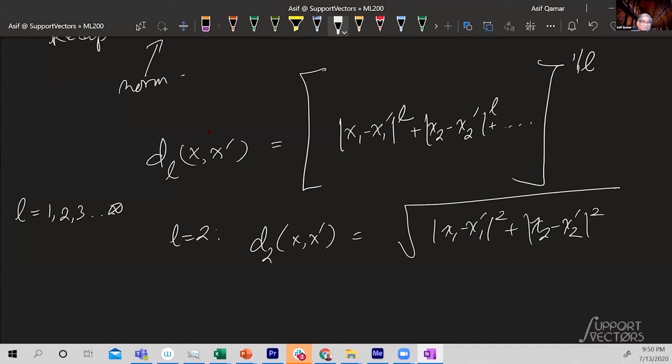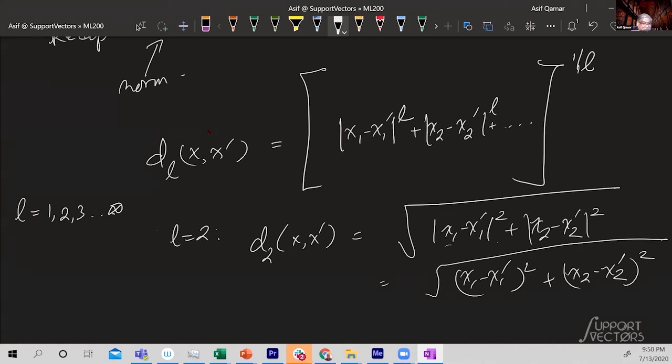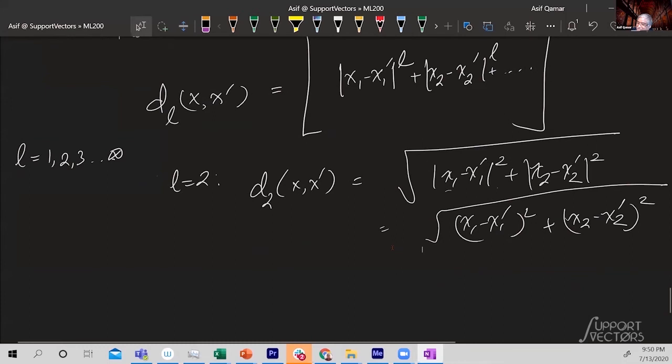Now you realize that for even powers, you don't even need the mod. So this is nothing but x1 minus x1 prime squared plus x2 minus x2 prime squared. This you remember from your basic high school pre-calculus or algebra. What is this? This is the Euclidean, Pythagorean distance.